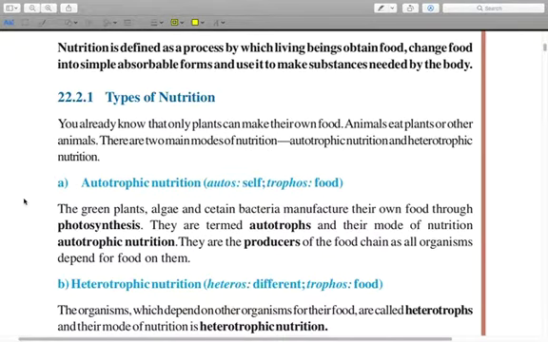Okay, there are types of nutrition. We know that plants can make their own food. Plants can make their own food by the process of photosynthesis. We will see what photosynthesis is. So animals eat plants and other animals. So basically, an animal would eat, if it's a herbivore, that is, if it only eats plants, then it eats the plants. Okay. If it's a carnivore, it eats animals.